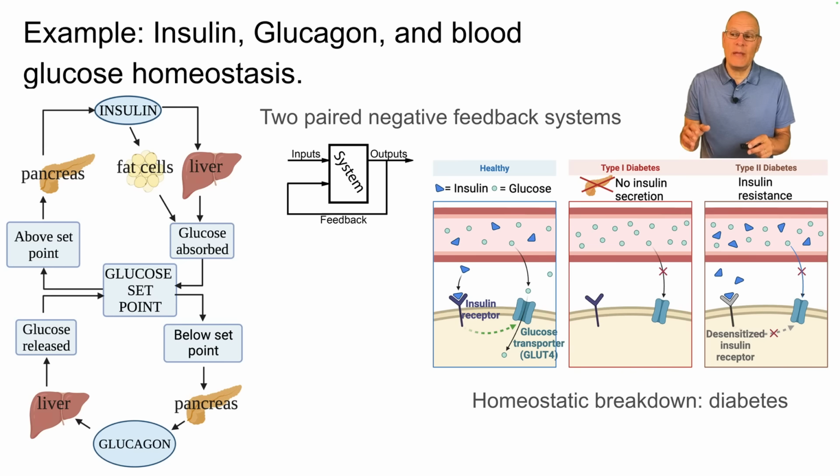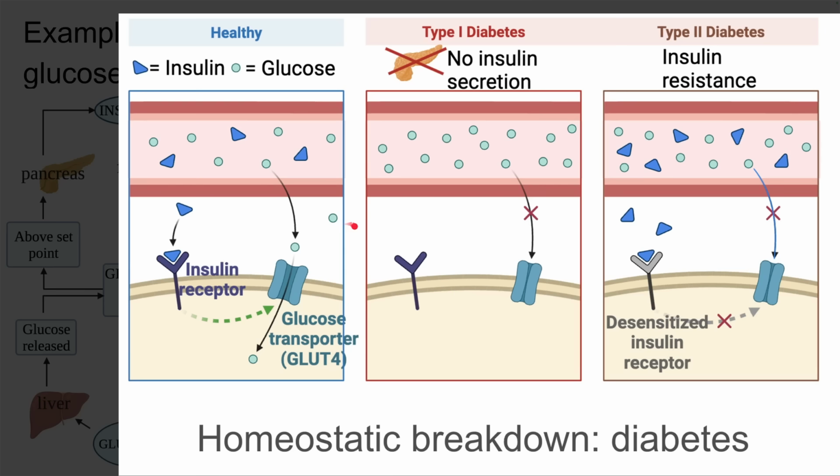A feedback system that you should know about involves glucose homeostasis, which involves insulin and glucagon, two hormones. Insulin lowers blood sugar back to the set point. Glucagon raises it when your blood sugar gets low. And when these systems break down, it results in the disease diabetes. Type 1 diabetes is because there's a breakdown in insulin production. Type 2 diabetes is when there's a problem with cells responding to the insulin signal.